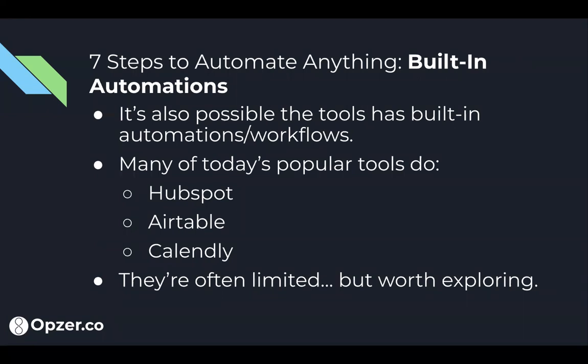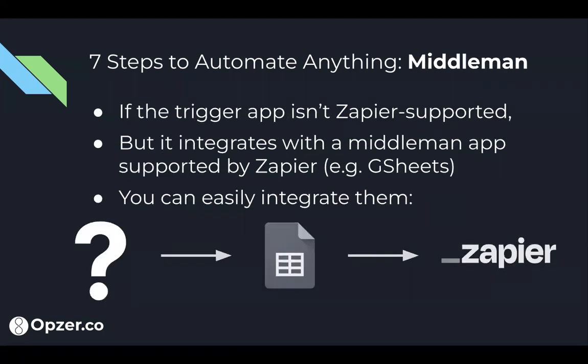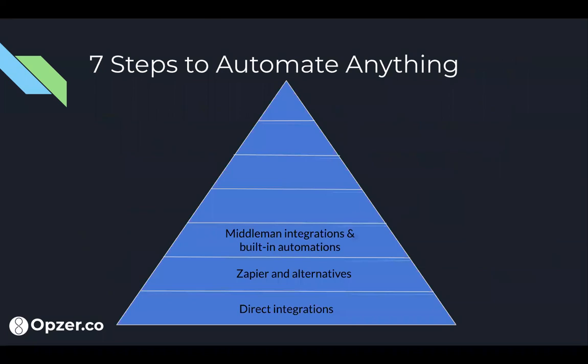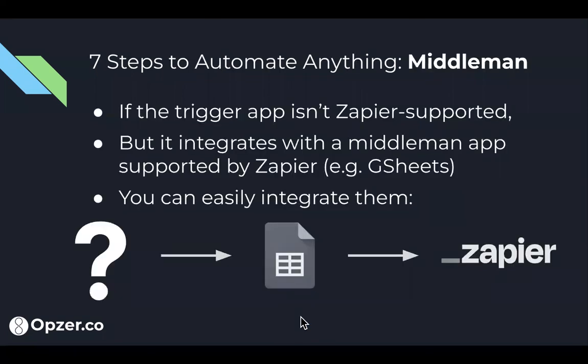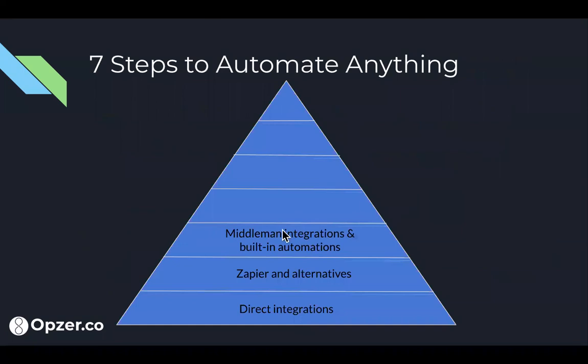They're often limited. That doesn't mean they're not worth exploring, especially, as you've seen in this pyramid and in this order, if they don't integrate with Zapier and you've already explored these first two options. Okay. Technically, these are two things, but I like to put them in the same bucket because they're similar enough, in my opinion.